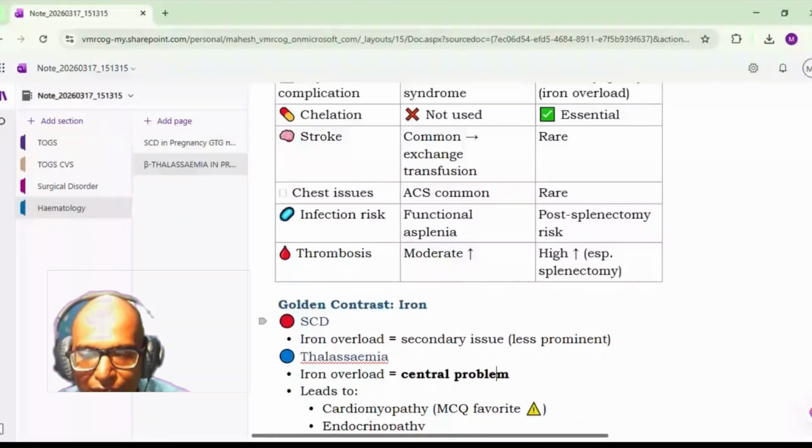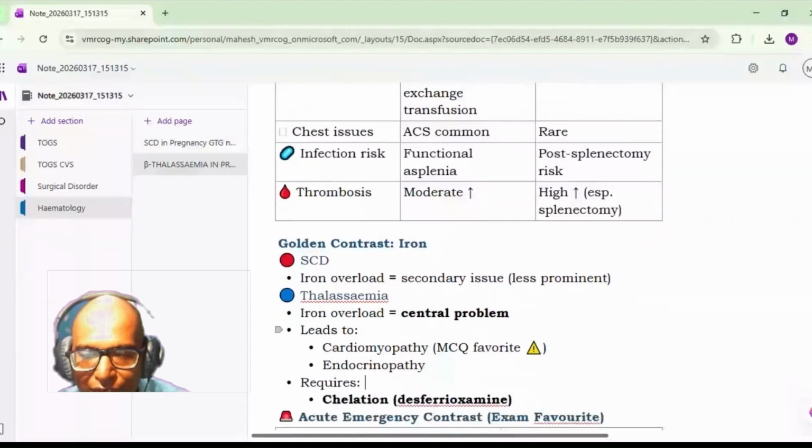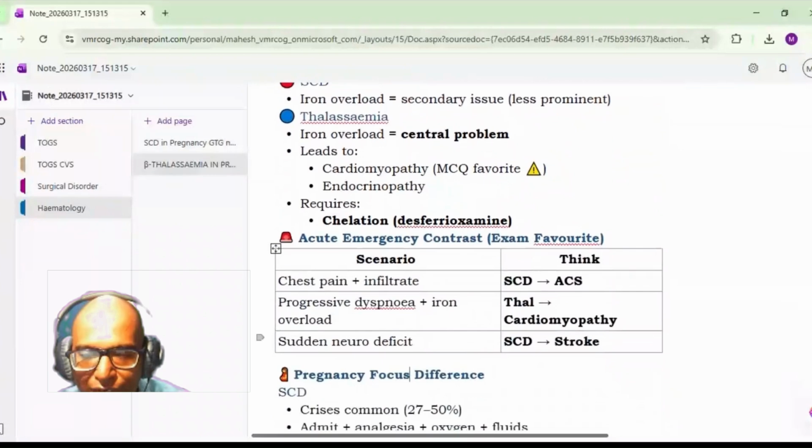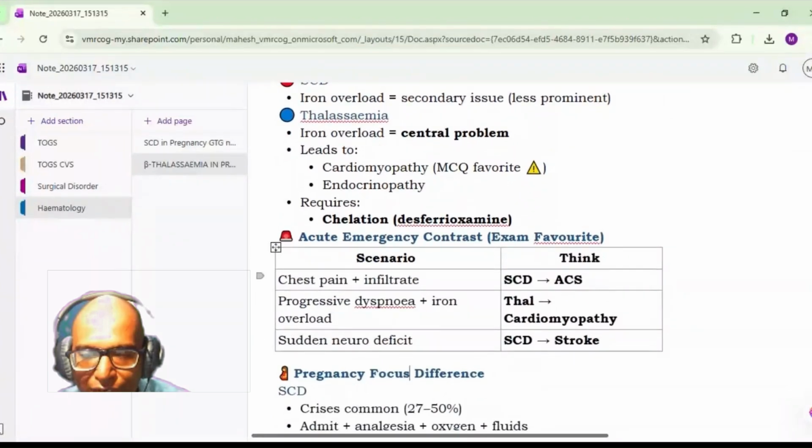Okay. So this is the same thing we have seen. We have already discussed this thalassemia, what is the central problem and all. So chest pain plus infiltrate, it is a sickle cell disease and suggestive of acute chest syndrome. Progressive dyspnea plus iron overload, that is seen in thalassemia, suggestive of cardiomyopathy. And sudden neuro deficit, that is seen in sickle cell disease, suggestive of stroke. Okay.